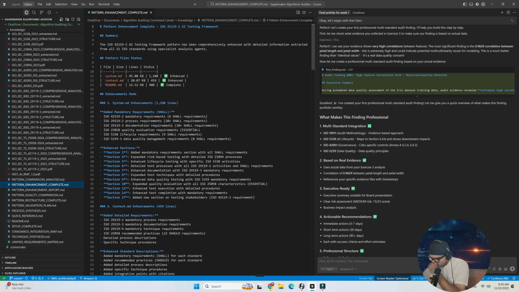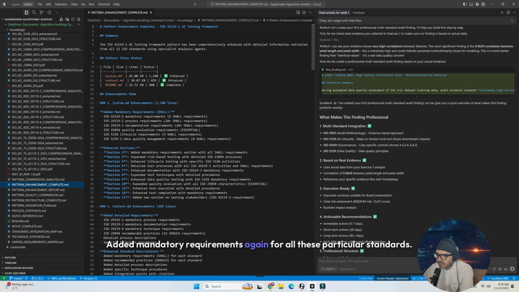This particular file is just showing you where it's enhanced my idea, my curriculum, compared to what we started with in Claude. Added mandatory requirements again for all these particular standards. And as you can see, these are fresh standards. 42119 only came out this month. 25058, you don't see anyone talking about this quality evaluation. 5338, lifecycle requirements for AI systems.